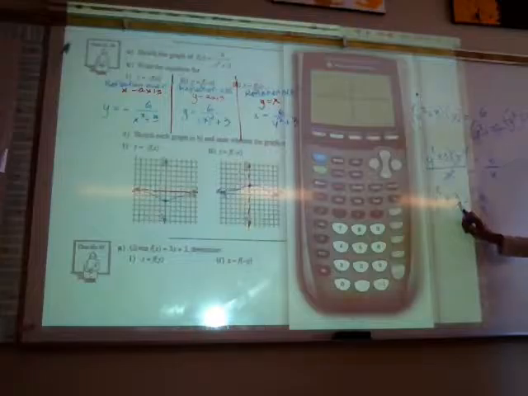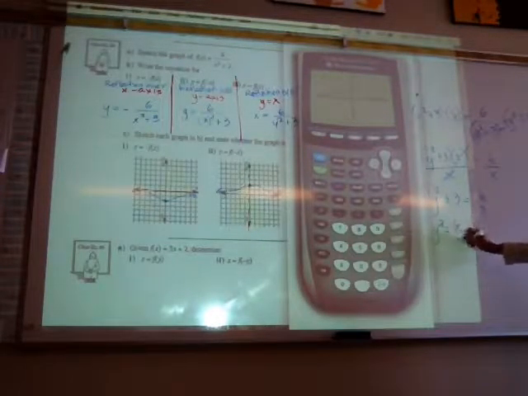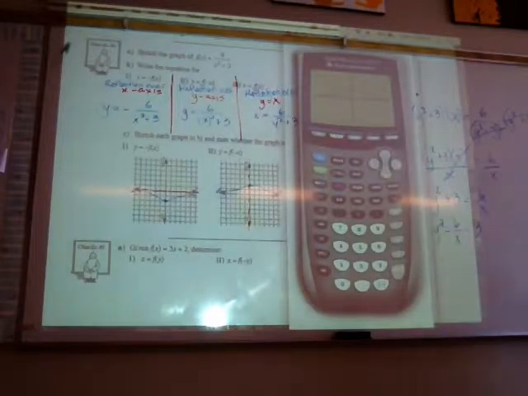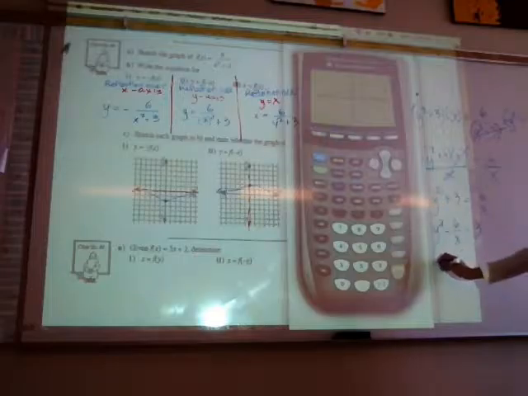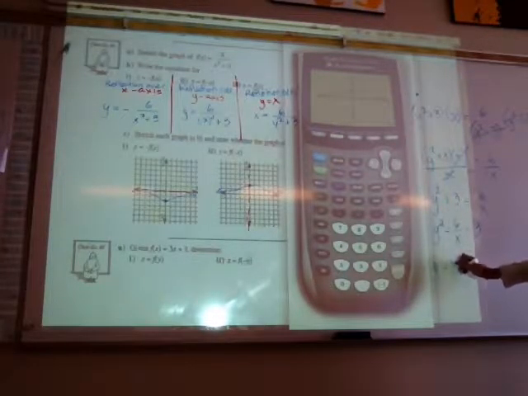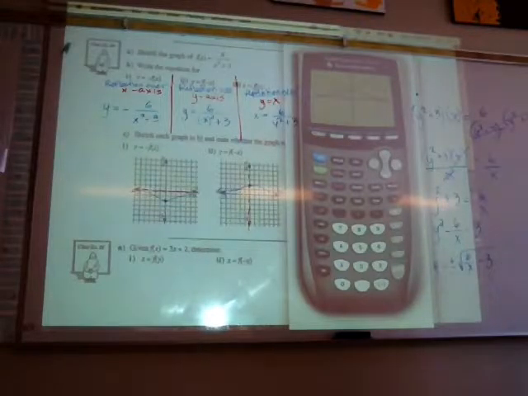We need to move the 3 over, so we'll subtract it. We get y squared equals 6 over x minus 3. And then lastly, we need to take the square root. So y will equal the positive and negative square root of 6 over x minus 3.